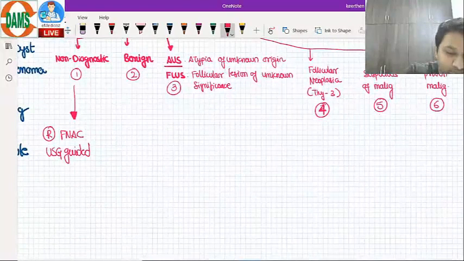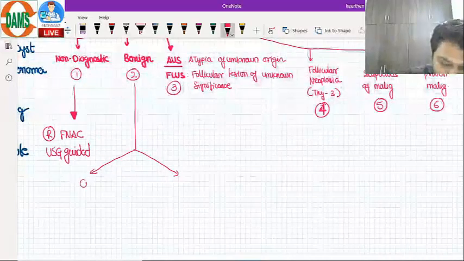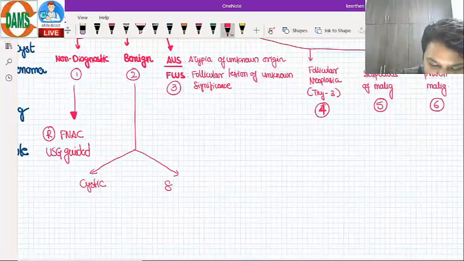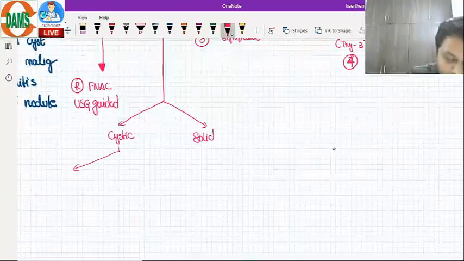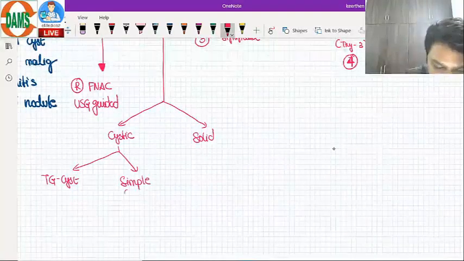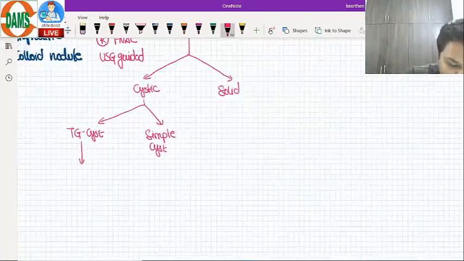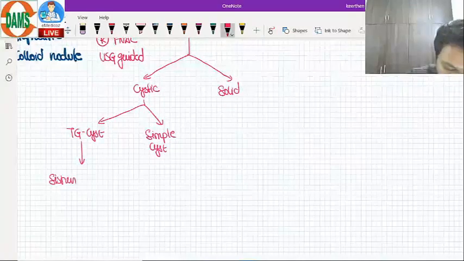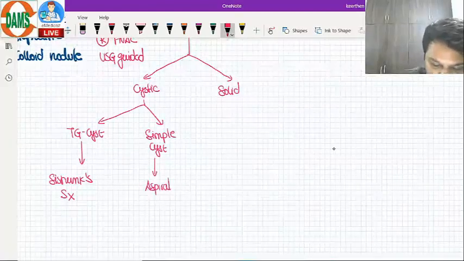Now, if the report comes as benign, I will differentiate whether it is a cystic lesion or a solid lesion. If it is a cystic lesion, I would like to confirm whether it is a thyroglossal cyst or a simple cyst. For thyroglossal cyst, I have already told you, we'll go for Sistrunk operation or Sistrunk surgery. For simple cyst, I would like to aspirate.